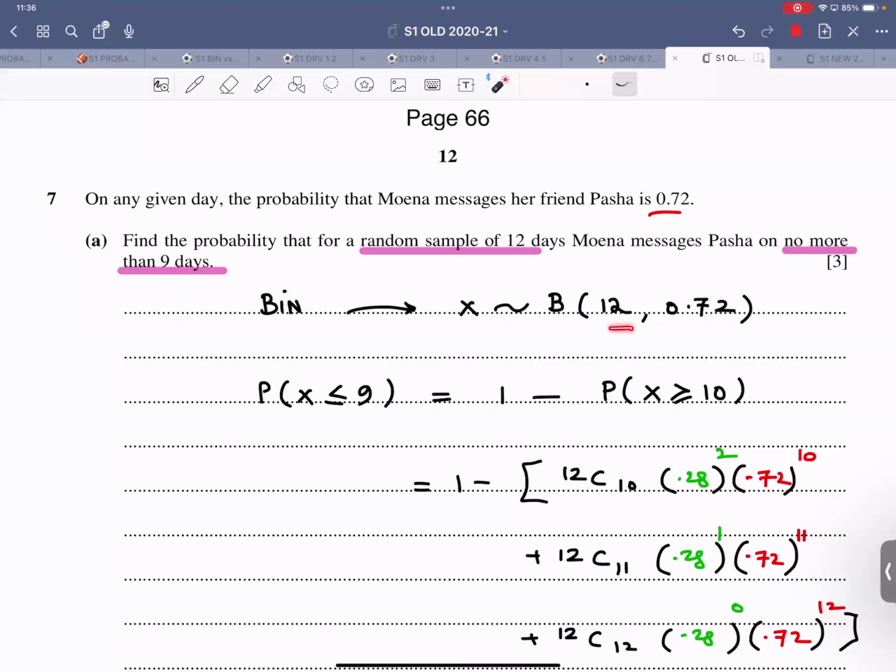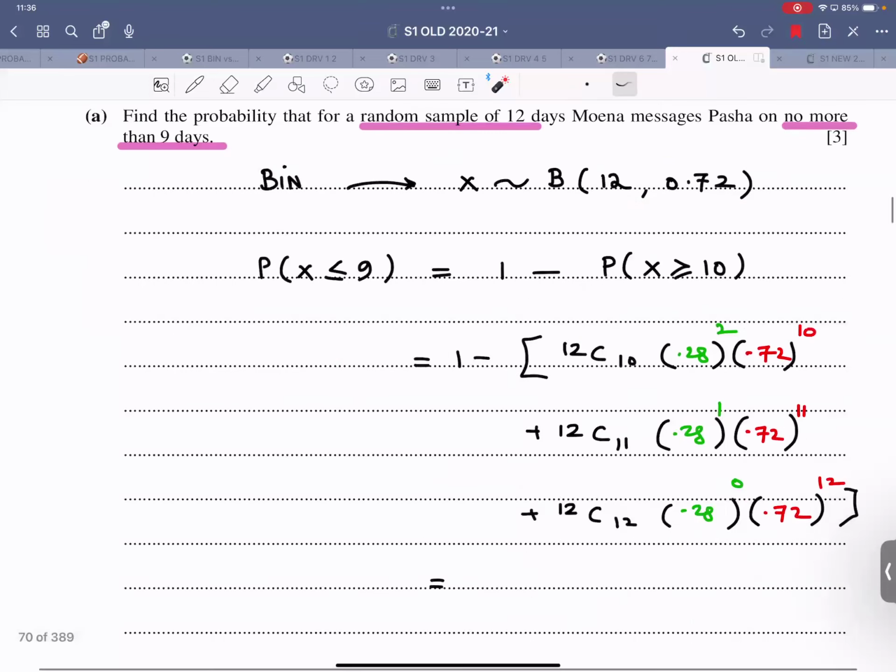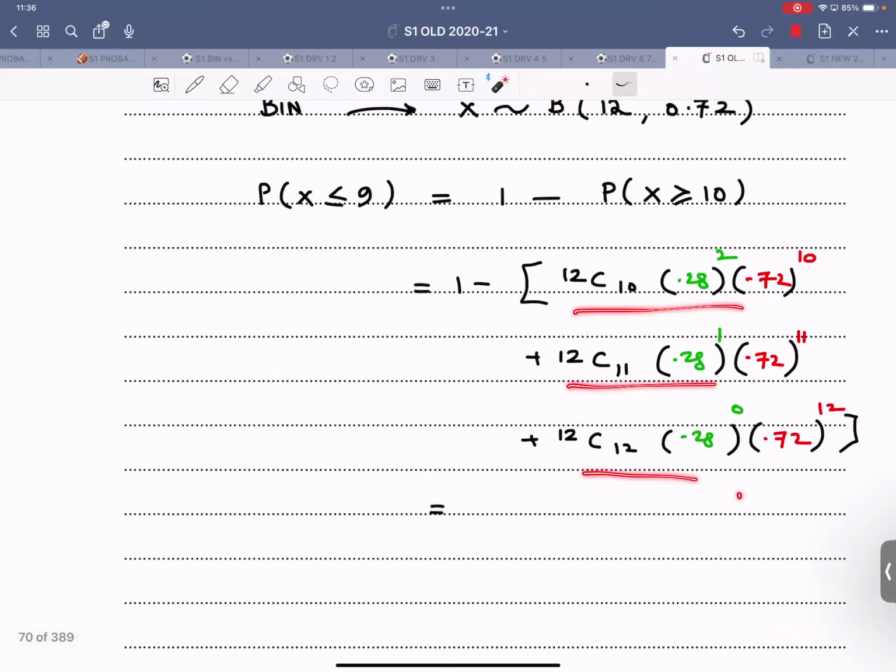So first of all, the data for binomial should be clearly stated. X is less than or equal to 9. The inequality should be clearly stated. That's too much to calculate. What is left? 10, 11, 12. Calculate the probability for each one of them according to the formula, add it all up, subtract it from 1.